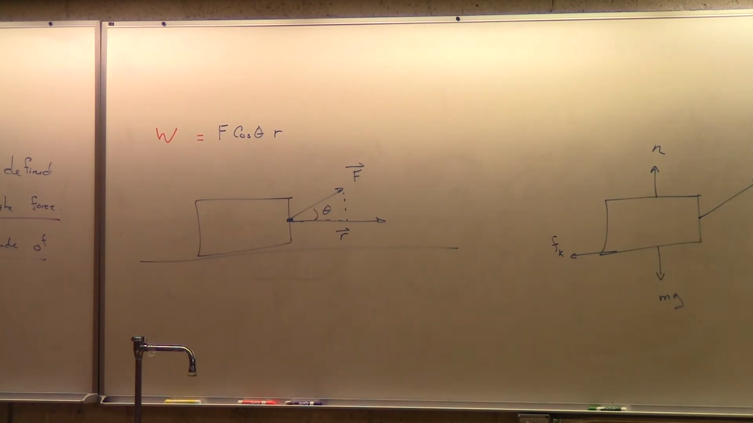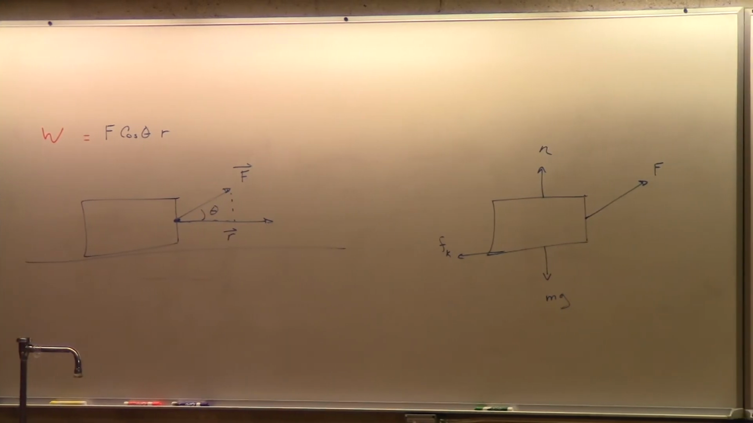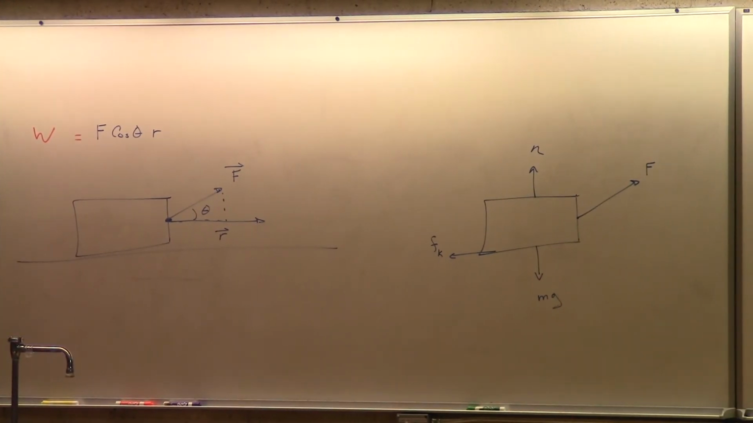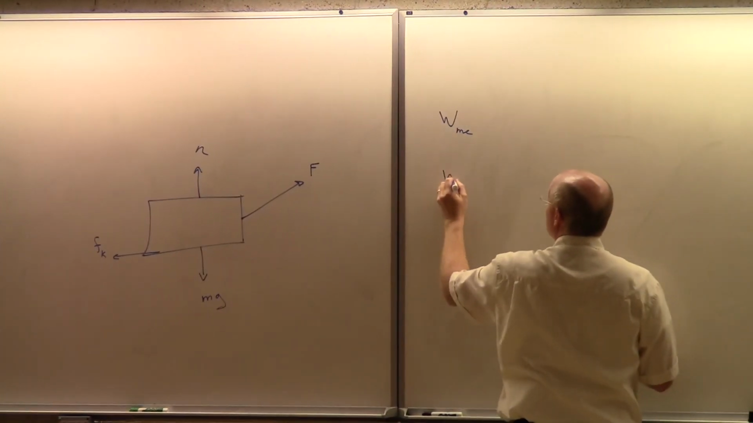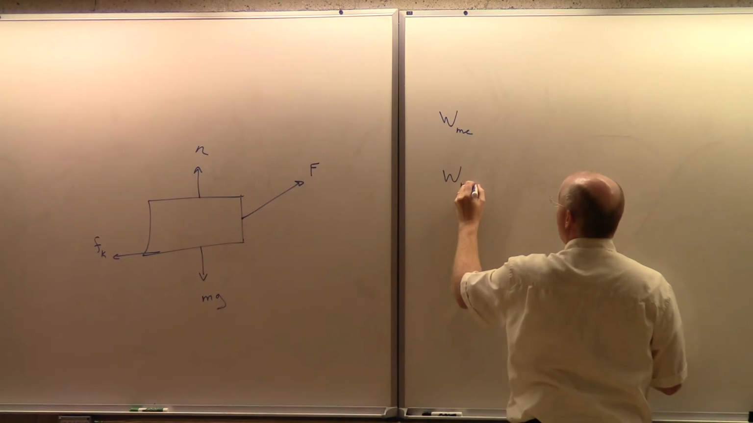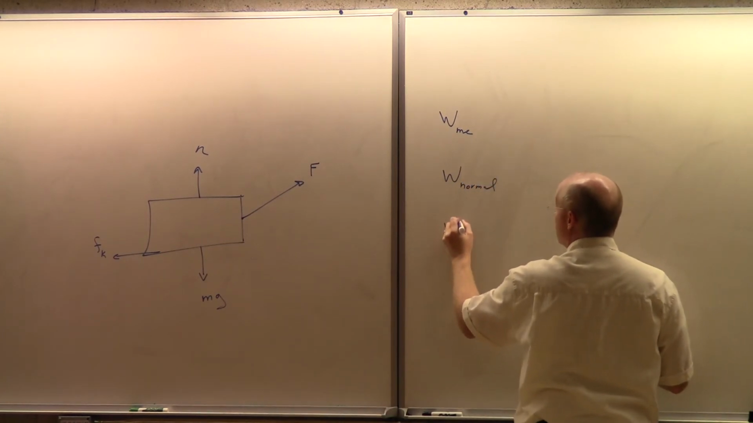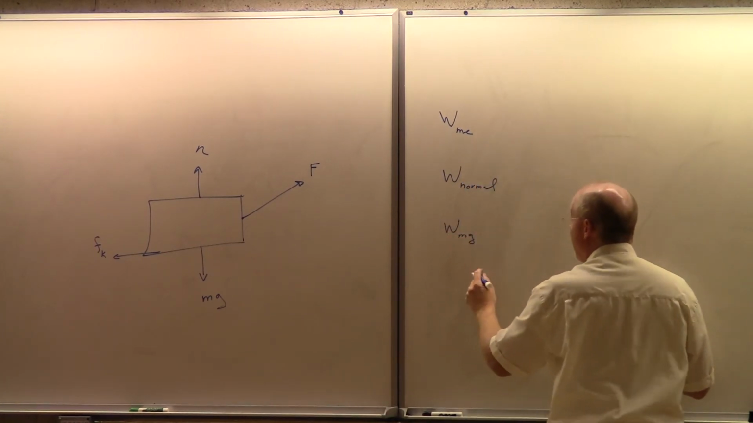So when I say calculate the work, I need to be a little more specific. Which force? Which work? Aren't there 4 forces? So couldn't I really be saying this? Tell me how much work is done by me? How much work is done by the normal force? How much work is done by gravity?